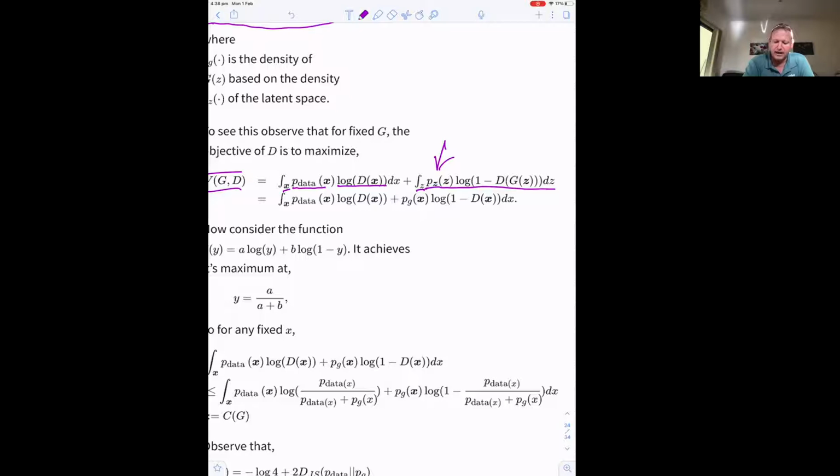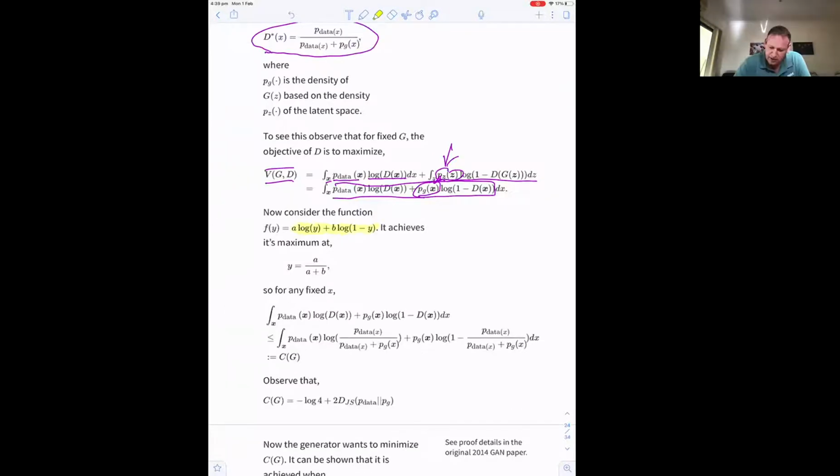You could go from this to this. You've got this guy. So now you've got an integrand with respect to X. But if you consider this function in the integrand, this function is this guy as a function of Y, where your Y is D of X. Again, look at this transition. We went from D of G of Z to D of X, okay? And this is what we'll call our Y. This is our Y, and this is our Y.